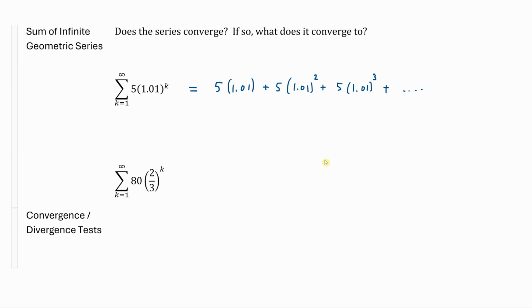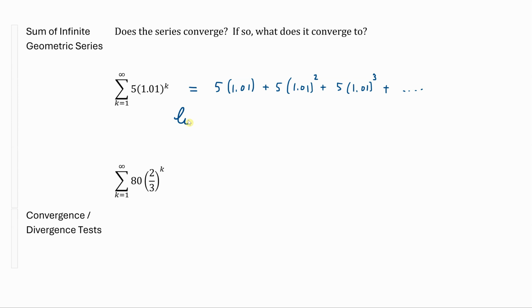And you can see here already pretty clearly that this series is going to diverge because you're adding a number each time. Even if you were just to add 5 infinitely many times, you're going to get an infinitely large value, or a value that grows forever without bounds.